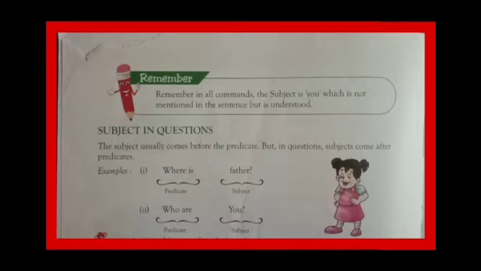Where is father? So here the sentence is about what? About father. So father is the subject. And where is is the predicate. Who are you? In this sentence, what is the subject? You is the subject, and who are is the predicate.